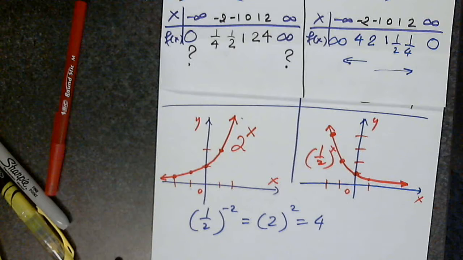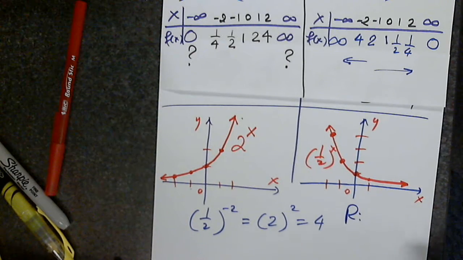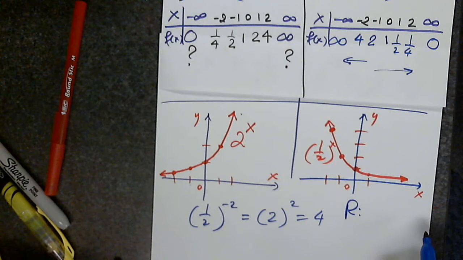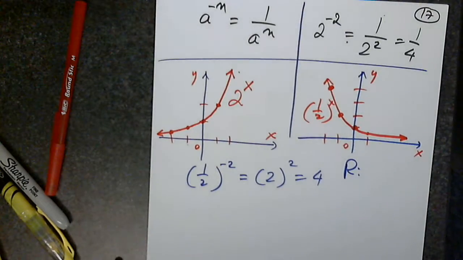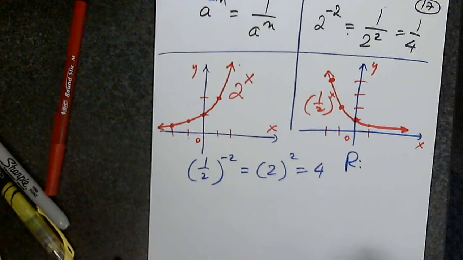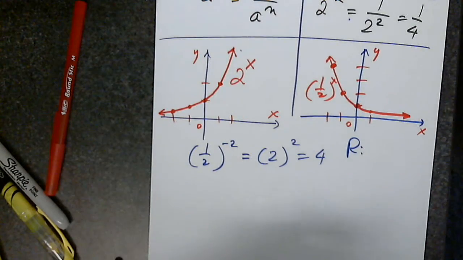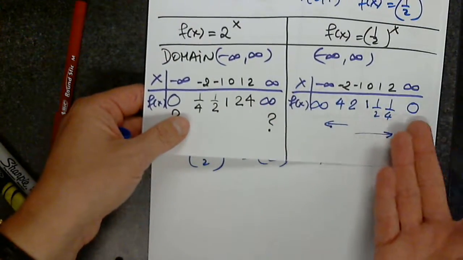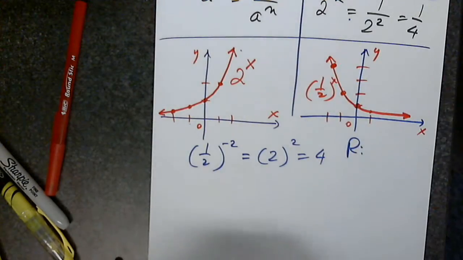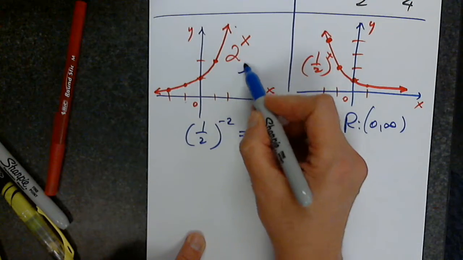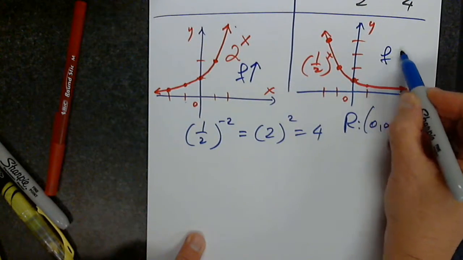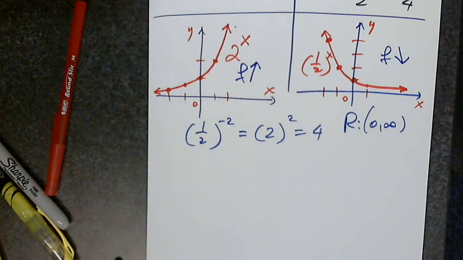Good. Can anyone give us the range of these exponential functions? Let's look at the graph. And also you can look at the chart. The chart will always tell you what the range is. Correct. 0 to infinity. This is a function that is increasing, and this is a function that is decreasing on all its domain.